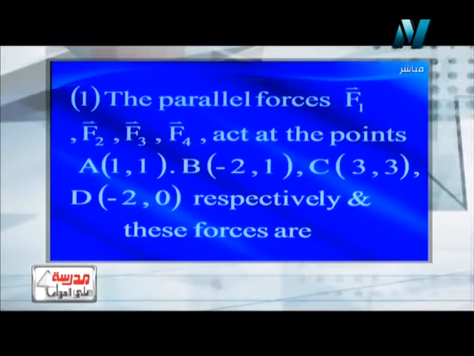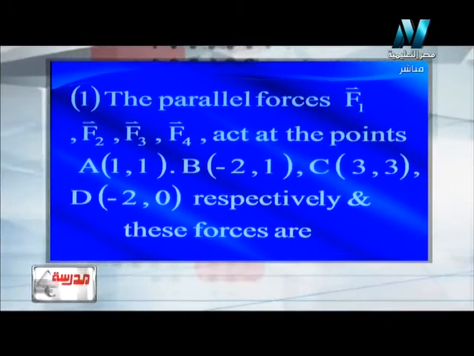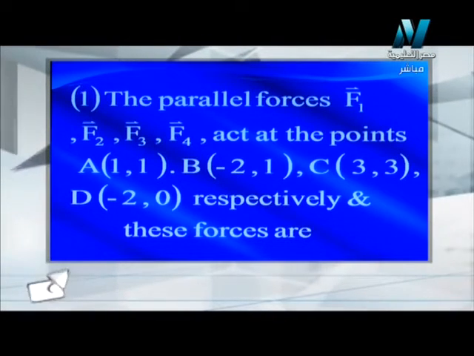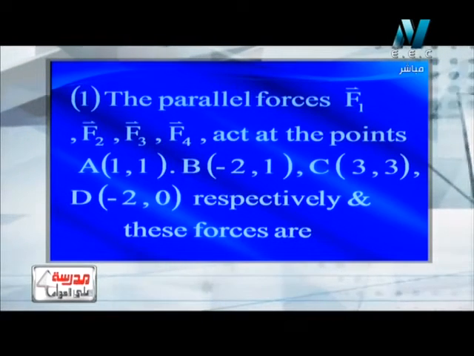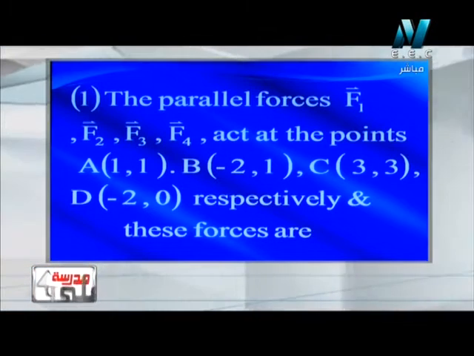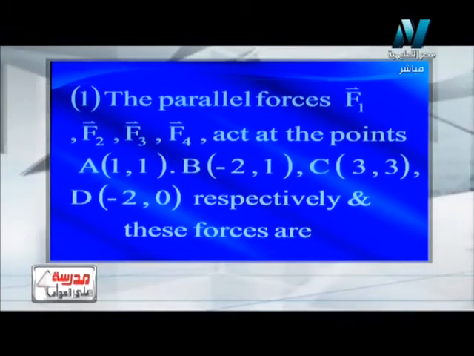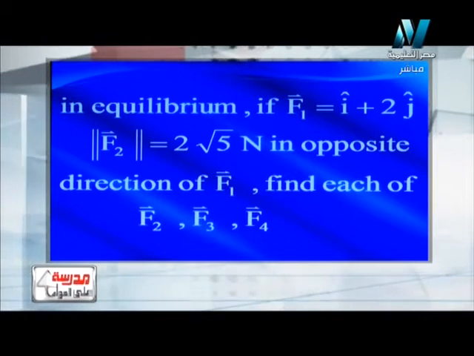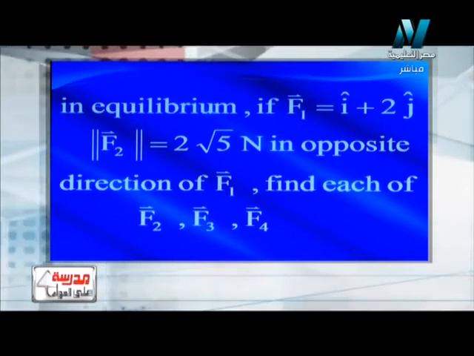All right, let us start having some important examples on this lesson. The first one says the parallel forces F1 vector, and F2 vector, and F3 vector, and F4 vector act at the points A (1, 1), B (-2, 1), C (3, 3), D (-2, 0), respectively. And these forces are in equilibrium. يعني هو هنا قايل these forces are in equilibrium.